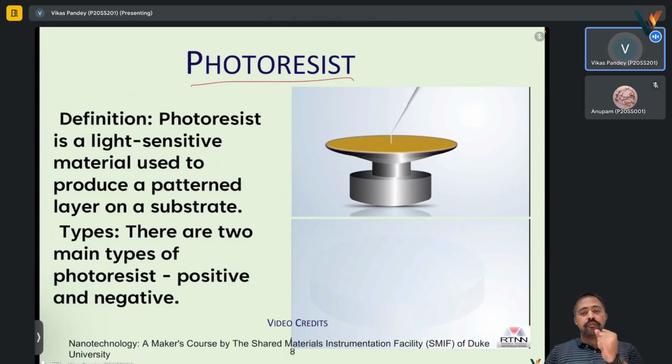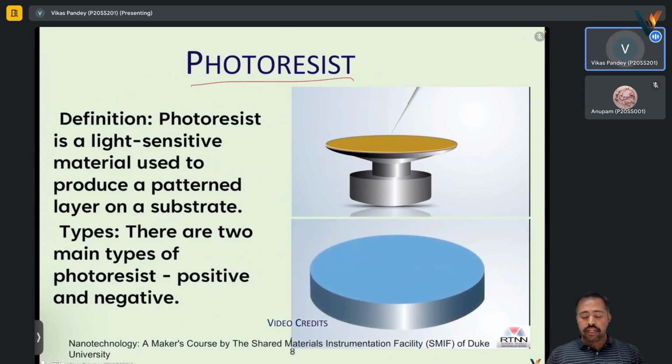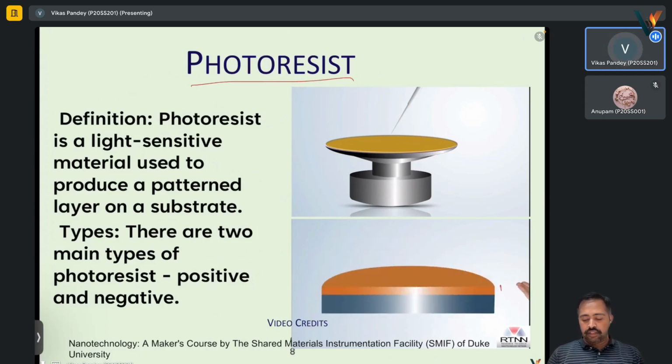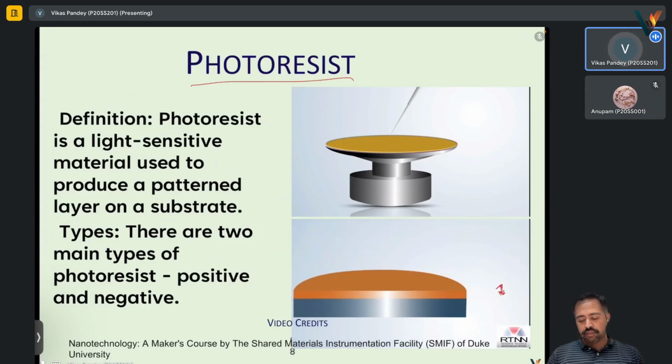This material will be poured over our wafer, and the wafer will be rotated such that we get a uniform thin layer of photoresist. According to our need, this layer can be in microns, 1 to 20 microns. Just in case of electron beam lithography, we can have thinner layers.